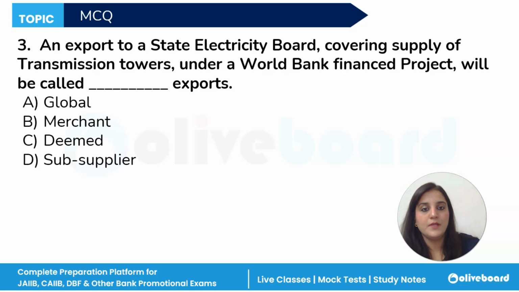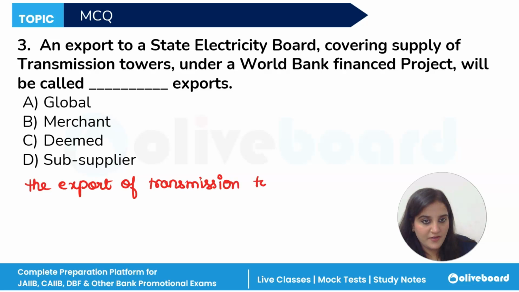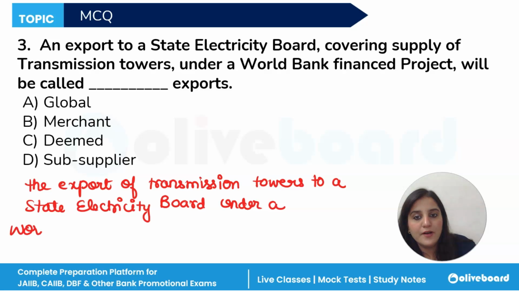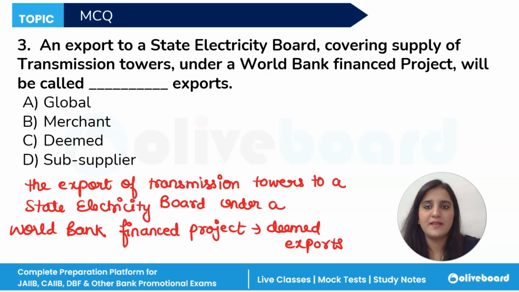See, basically, the export of transmission towers to a state electricity board under a World Bank financed project will be called as deemed exports. Why? What is the meaning of deemed exports here?